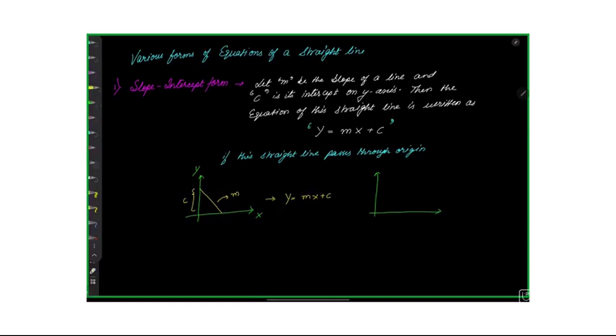That is like this. Its slope is m, right? But what is the intercept here? The intercept value is 0 because there is no height at y-axis, right? The height is 0. So here c equals 0. So it can also be written as y equals mx plus 0, that is y equals mx. So if the straight line passes through origin, the equation can be written as y equals mx, right? This was the first form.